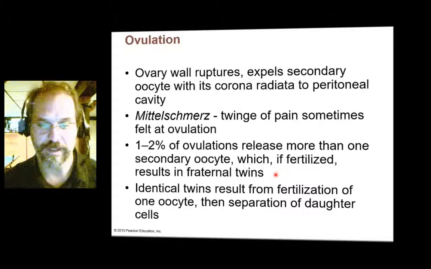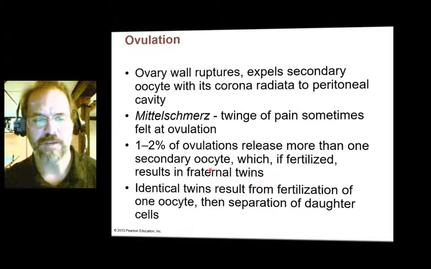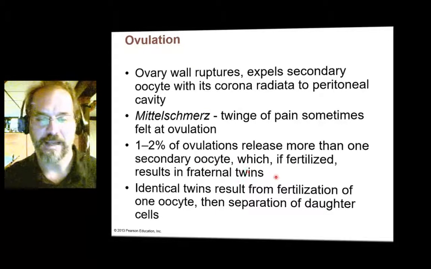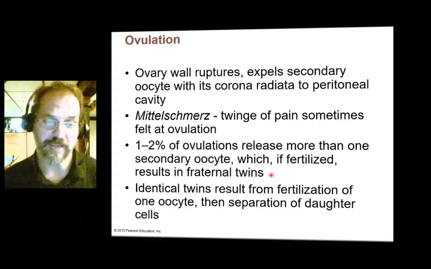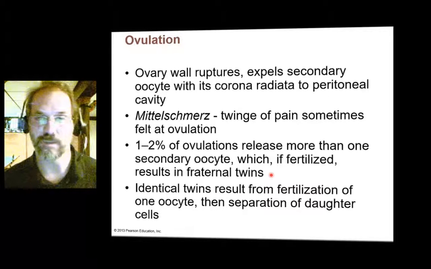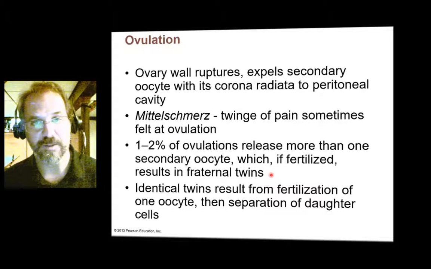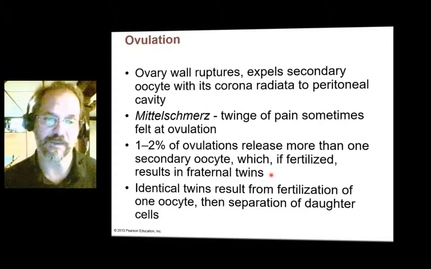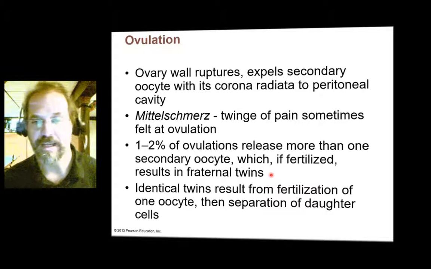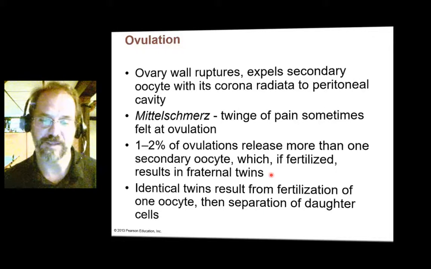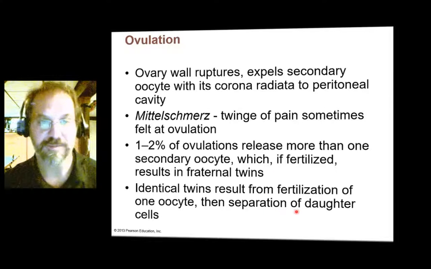Speaking of twins, if you do ovulate more than 1 egg, then you have the possibility of fertilizing both of those eggs with sperm. And if that happens, then you have non-identical twins, or what are called fraternal twins, which is different than identical twinning. Identical twinning would happen if 1 egg gets fertilized, and then in the early embryonic development, called the germinal period, it splits. And if it splits, then you get 2 identical individuals produced.